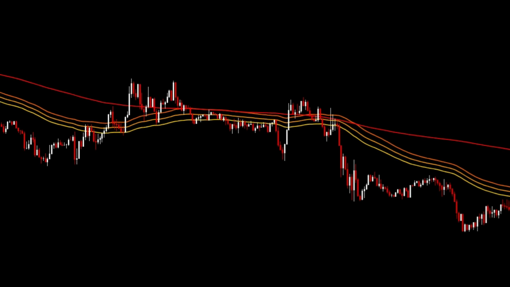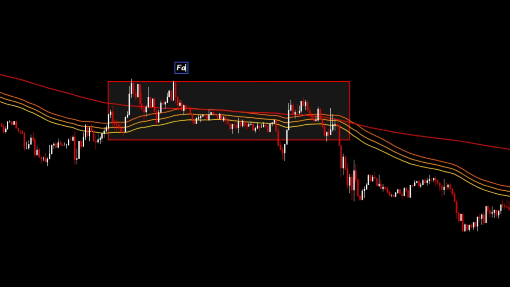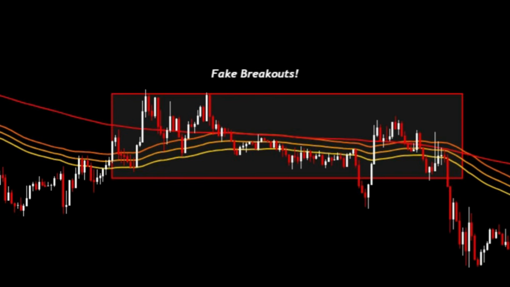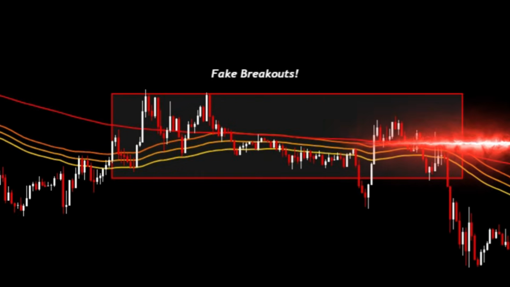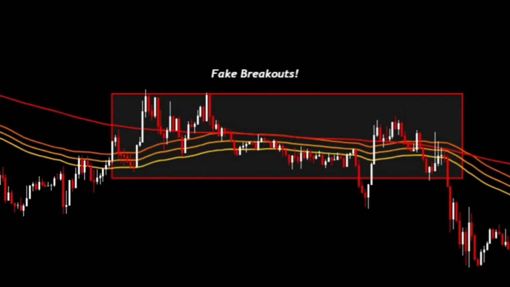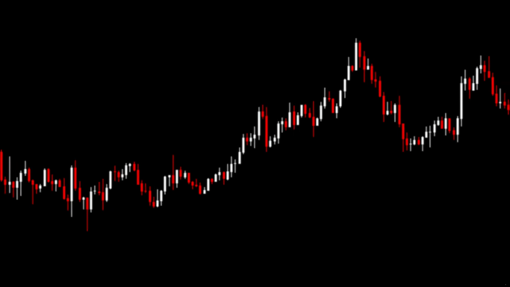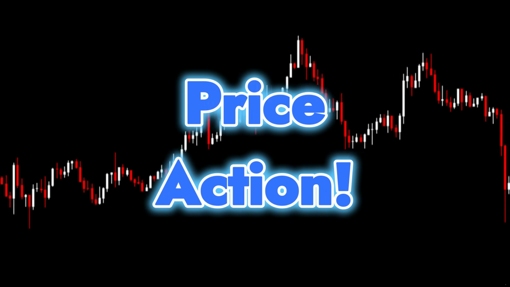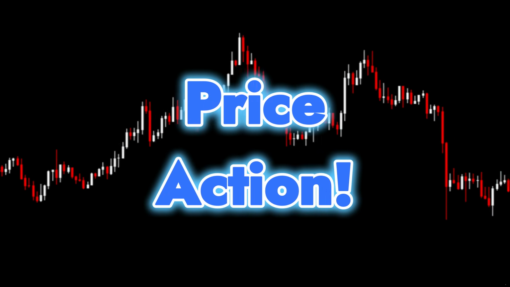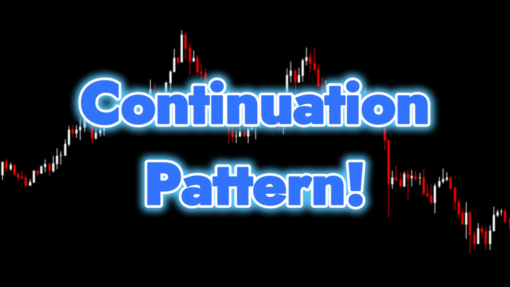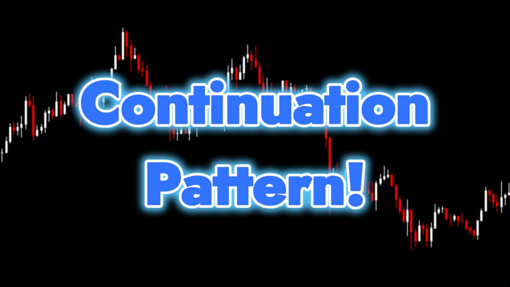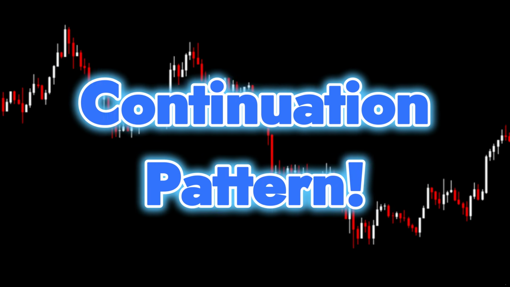But here is the part nobody likes to admit. This indicator fails in ranging markets. Like any other, when the markets start moving sideways, the candles just float around the midlines, giving you fake breakouts left and right. Like I always say, price action is the real truth behind every move, and that's exactly what we'll use today. Continuation patterns that let us trade with the trend and completely ignore the fake breakouts that ruin most of our trades.